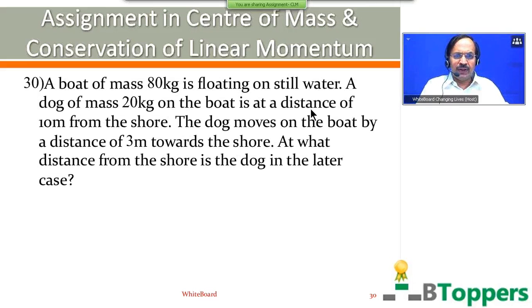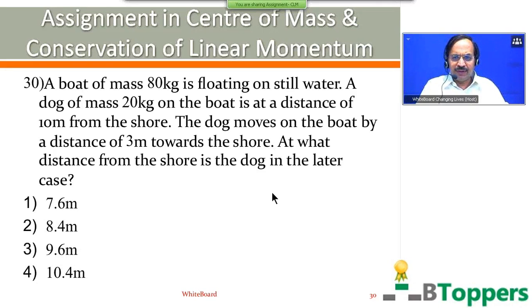A boat of mass 80 kg is floating on still water. A dog of mass 20 kg on the boat is at a distance of 10 meters from the shore. The dog moves on the boat by a distance of 3 meters towards the shore. What distance from the shore is the dog in the later case? Come on, try the question.